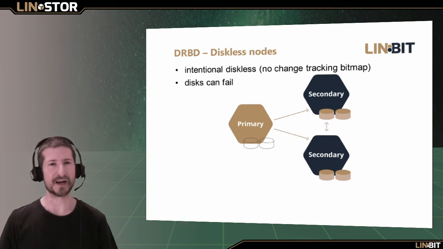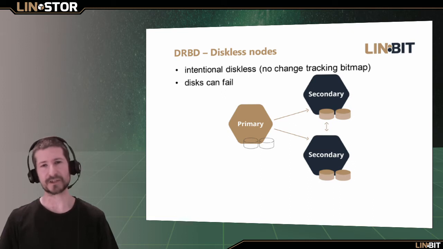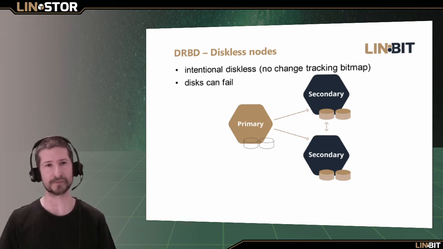A DRBD client is an intentionally diskless resource that allows access to the data that is stored on other storage nodes. If a disk of the actual storage nodes fails, DRBD does basically the same thing. It just goes into diskless mode and works the same way a client would. It continues to work, and read and write access is still possible on that node. Once you replace a failed disk, it will resynchronize from the other storage nodes.